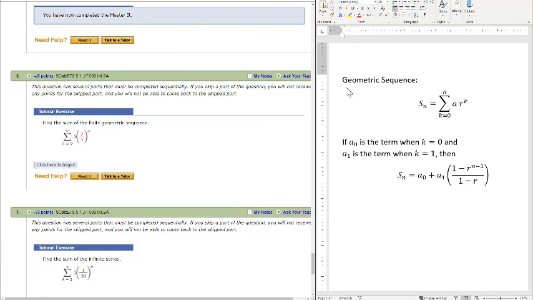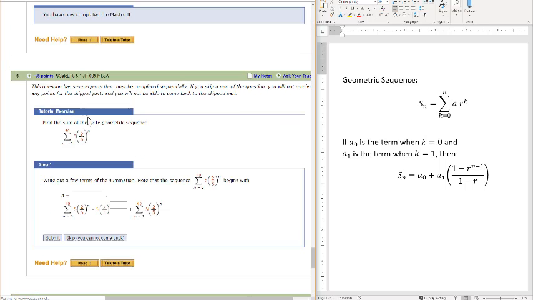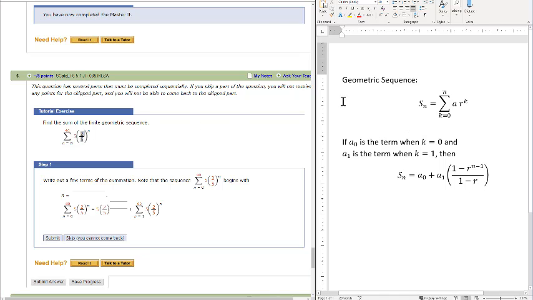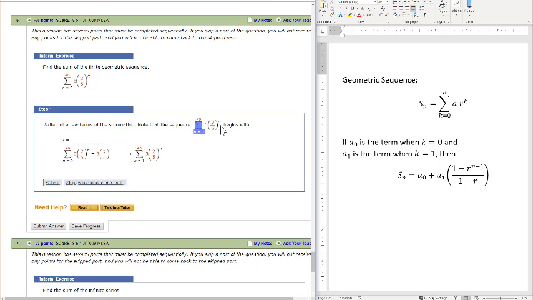Let's do a problem from your lab assignment, again from section 5.1. It wants us to find the sum of the finite geometric sequence, the sum as n goes from 0 to 40 of 5 times 2/5 raised to the nth power. So if we take a look at this sum, we write out the first few terms.